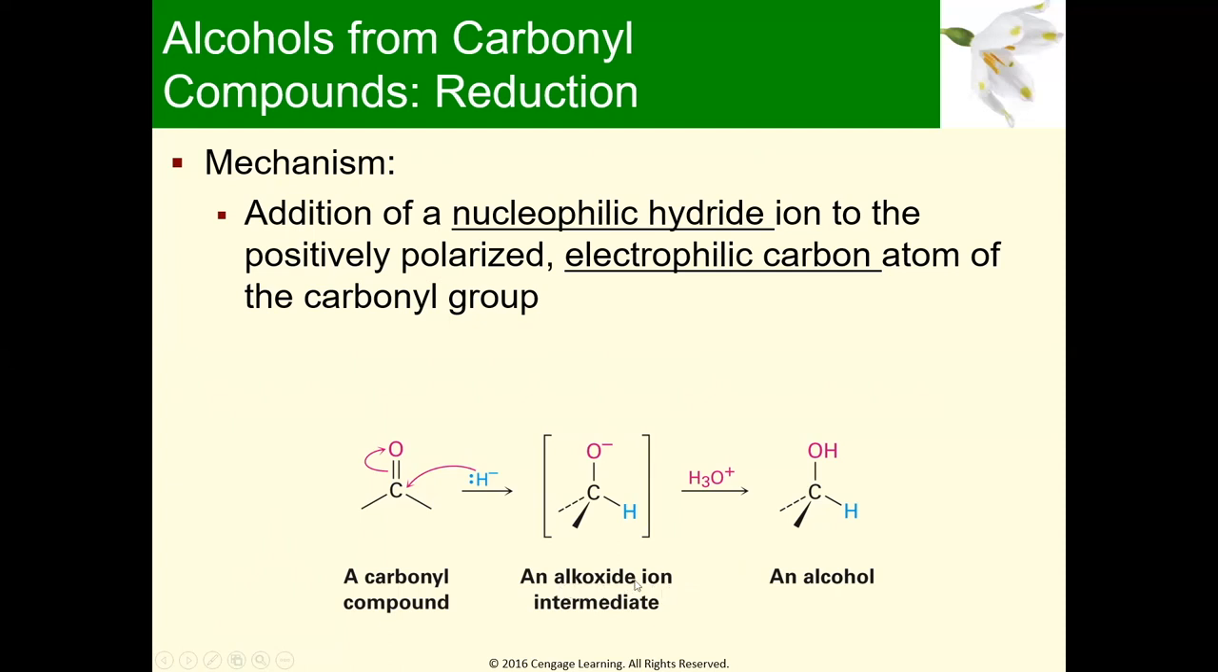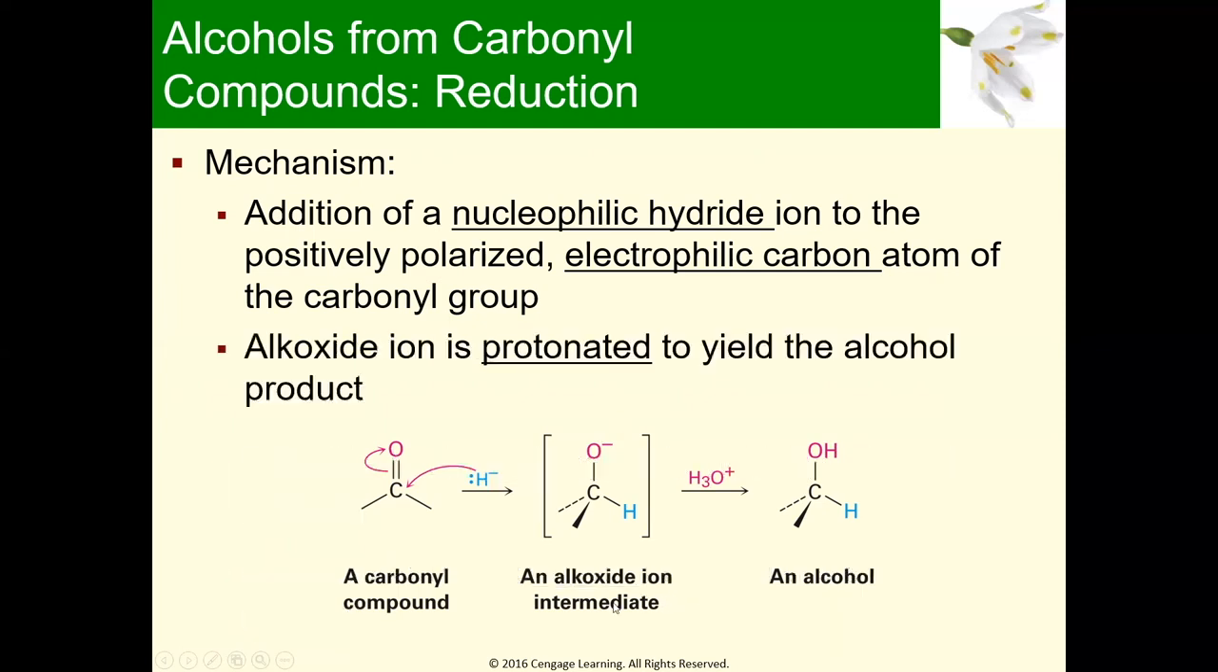Now, in a second step, and again, I hope you remember this from when you did the reduction of vanillin, one of the things you had to do to work up the reaction was add an acid, 6 molar hydrochloric acid in your case. The addition of the acid was doing several things, but one of them was throwing an H plus on that alkoxide to produce the alcohol. So the alkoxide is protonated to yield the alcohol product.